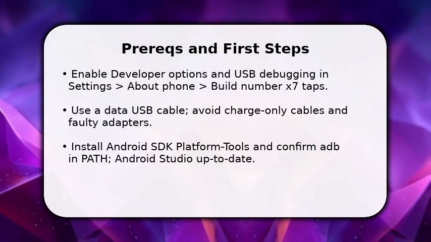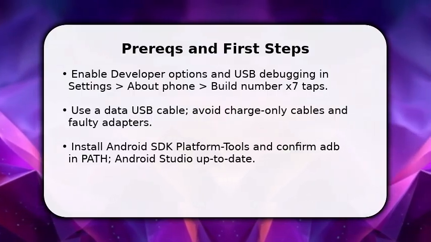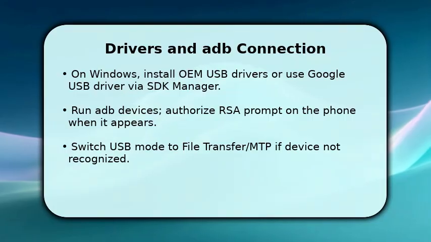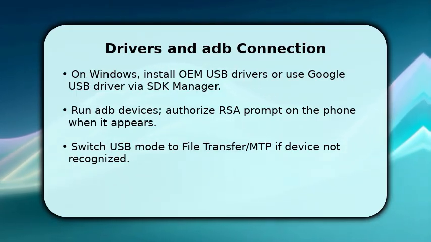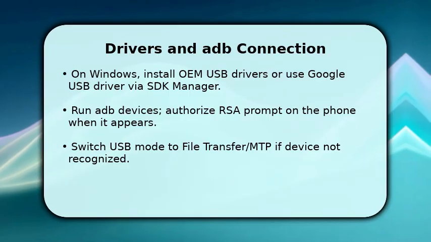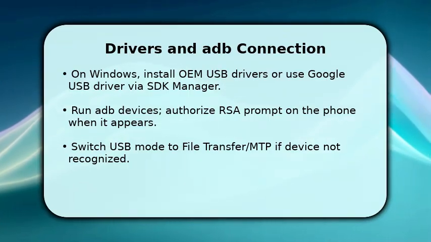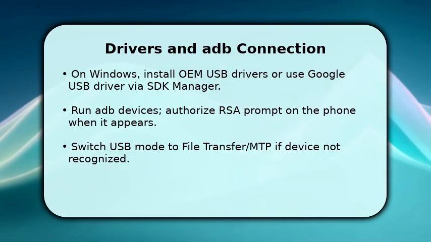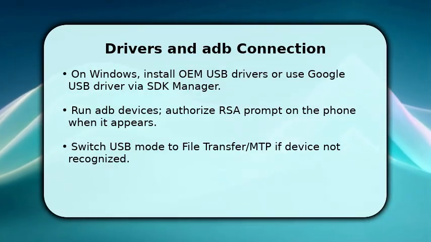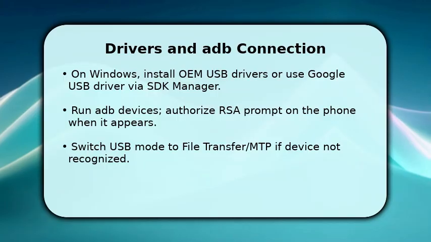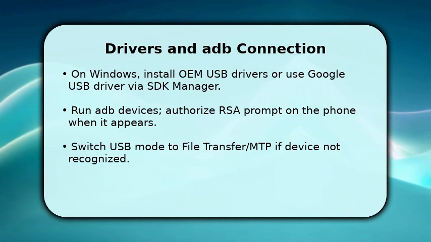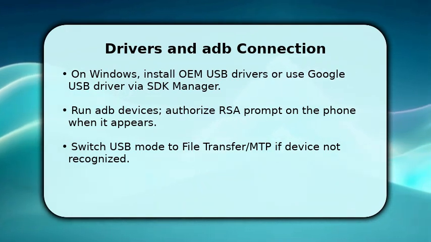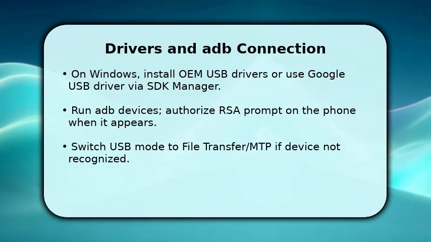You now handle drivers and the ADB handshake. On Windows, install the OEM USB driver or the Google USB driver from SDK Manager, because without correct drivers, the OS won't expose the device. Then run adb devices in a terminal. If the device is listed as unauthorized, accept the RSA fingerprint prompt on the phone. If it still doesn't appear, change the USB connection mode to File Transfer or MTP and rerun adb. This often resolves enumeration problems and lets Android Studio list the device in the Run Target selector.